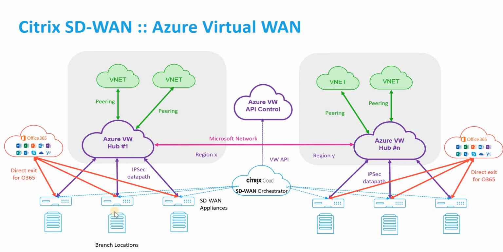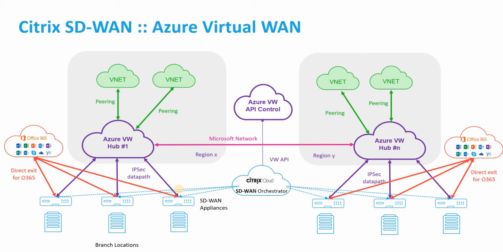Citrix SD-WAN branch appliances that are managed using Citrix SD-WAN Orchestrator will be able to connect to the Azure Hub using an IPsec tunnel. And this entire process of establishing the IPsec tunnel from the branch offices towards the Azure Hub is being automated, and we'll be going through the demo process in a few seconds from now.